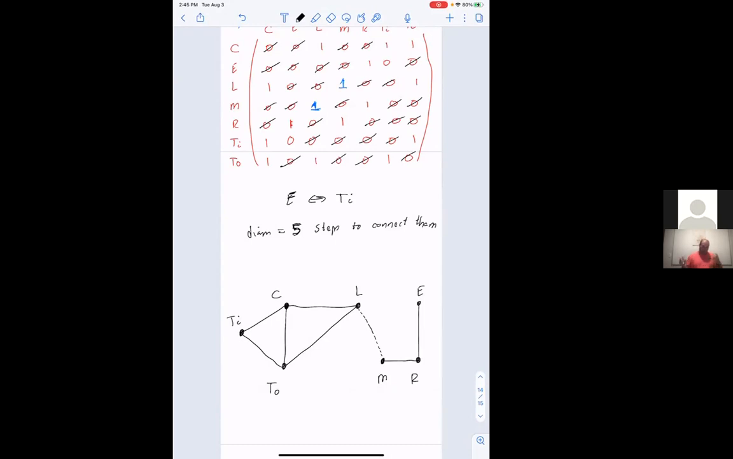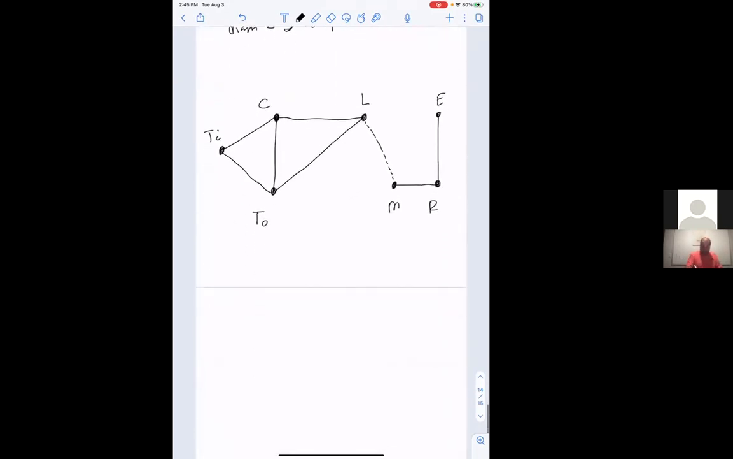So sometimes I think it might be easier to do the matrix powers approach and do it that way. And sometimes it might be easier just to draw the graph. You have two options. In this case, it looks like drawing the graph was definitely the easiest way to see.